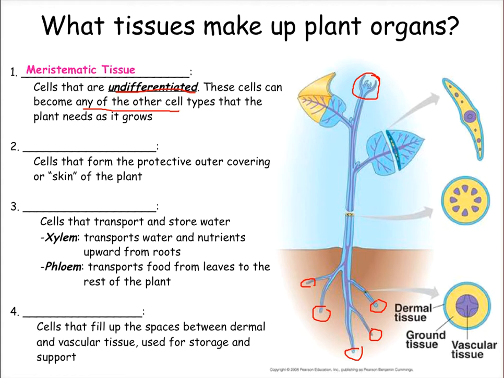The next type of tissue is dermal tissue. Dermal tissue forms the skin of the plant, or in other words, the outer covering. Just like your skin covers and protects your internal organs, the dermal tissue of the plant is a protective layer. In the diagram to the right, the dermal tissue is shown in blue.